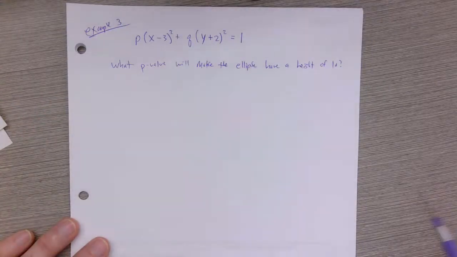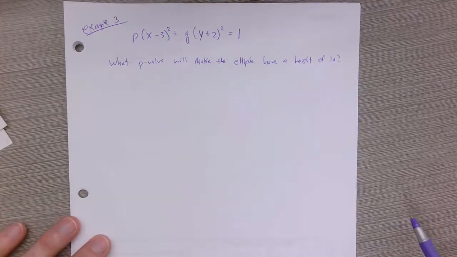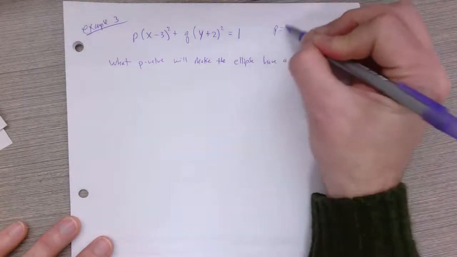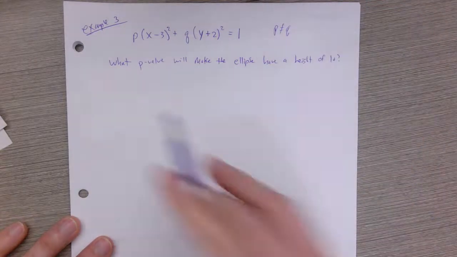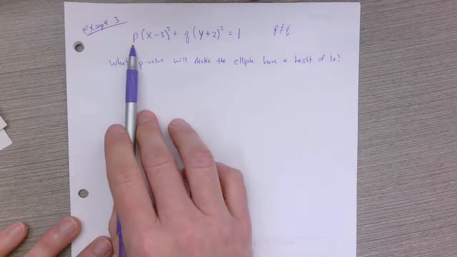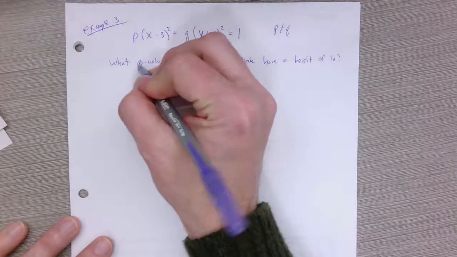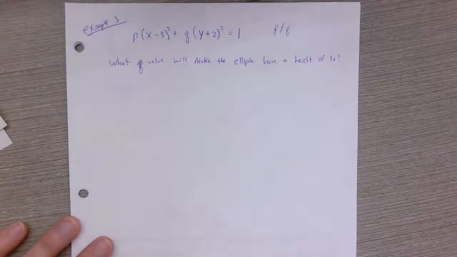As the last example, this was actually on the study guide for the quiz. I don't think I asked a question like this on the quiz. Anyway, let's do it. So here I've got an ellipse. Well, assuming that p doesn't equal q, it will be an ellipse. What p-value will make the ellipse have a height of 10? Nope. What q-value will make the ellipse have a height of 10?